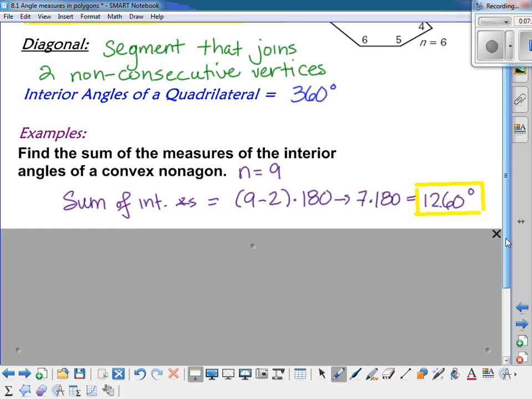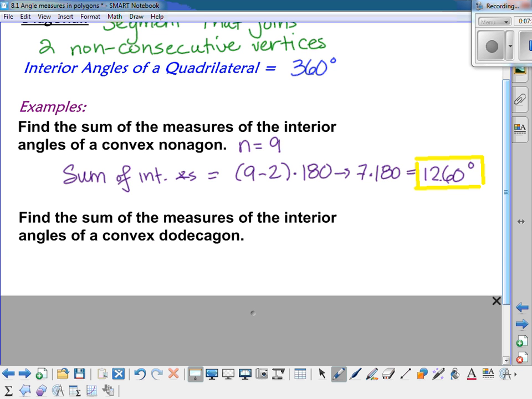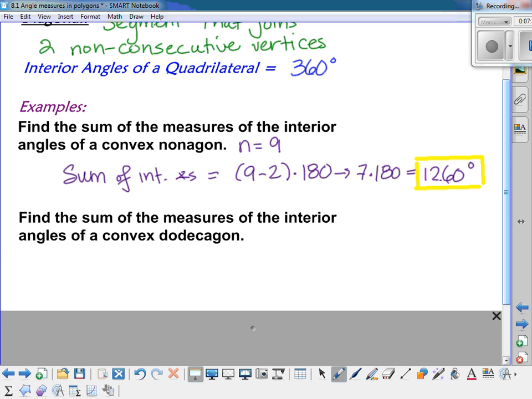On your own, why don't you try finding the sum of the measures of the interior angles of a convex dodecagon. Pause the video now. Okay, we're talking about a dodecagon, do meaning 2, deca meaning 10, so n is 12. You just do 12 minus 2 times 180, or 10 times 180. Hopefully you got 1800 when you did that yourself.